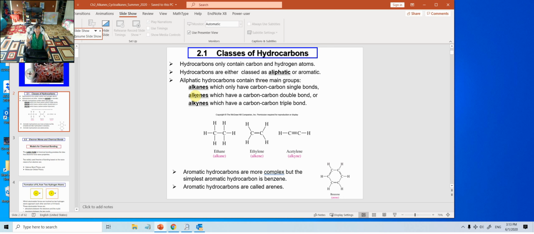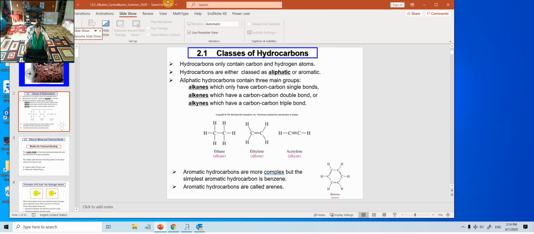In the alkane, you are only going to see carbon-carbon single bonds. And in your alkene, you are going to see carbon-carbon double bond or double bonds. And alkyne, you have at least one carbon-carbon triple bond.